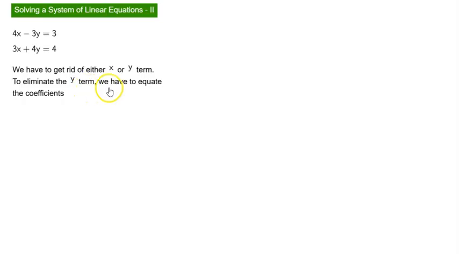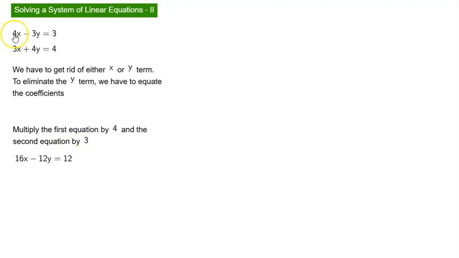To eliminate the y term, we have to equate the coefficients. We can choose to eliminate any one of them. So here we have chosen y. Multiply the first equation by 4 and the second equation by 3. So 16x minus 12y is equal to 12, and 9x plus 12y is equal to 12.